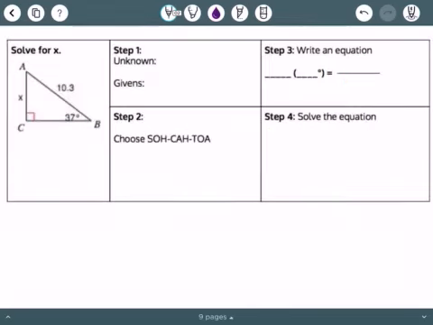You have example 3 here. You can do this on your own.